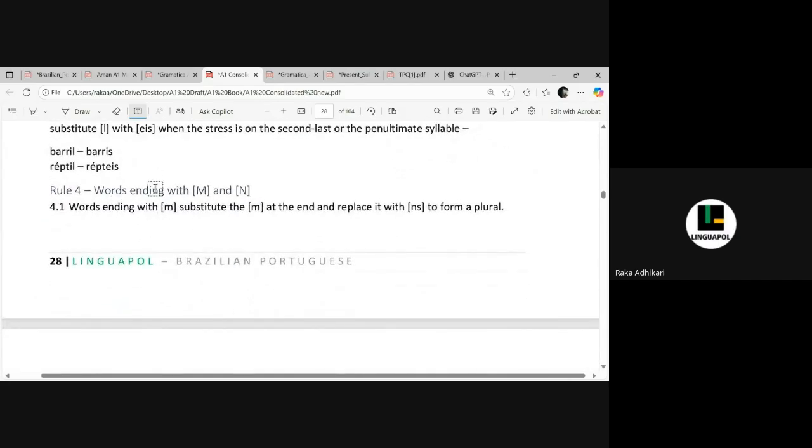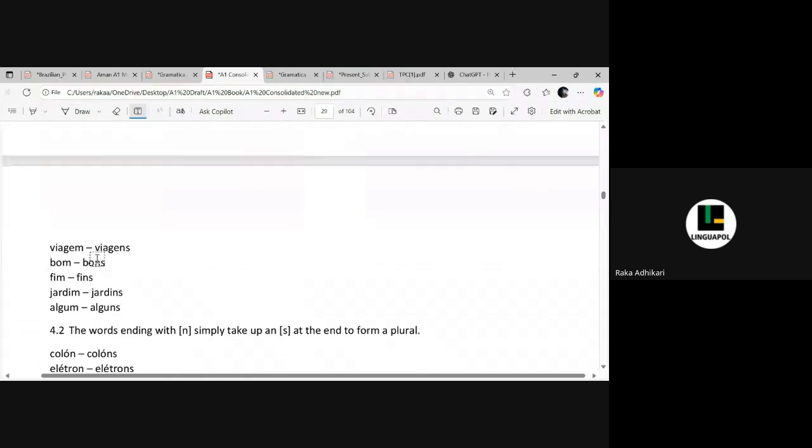Number 4 talks about words ending in M and N. So for the words that end in M, we will remove the M from the end and add an NS to make the plural. For example, we had the word viagem, ending in M. So we remove the M from the end and we add an NS. So it becomes viagens. Viagens.